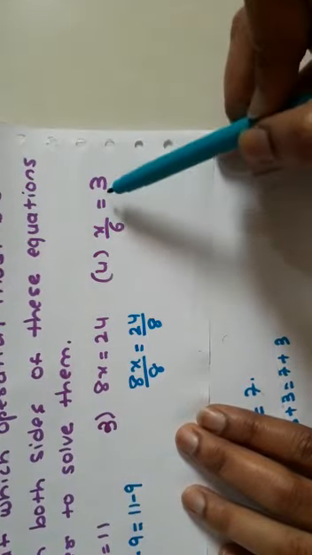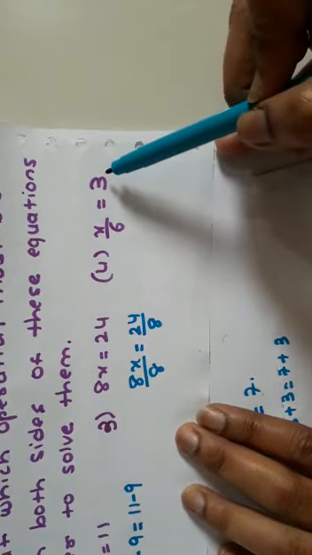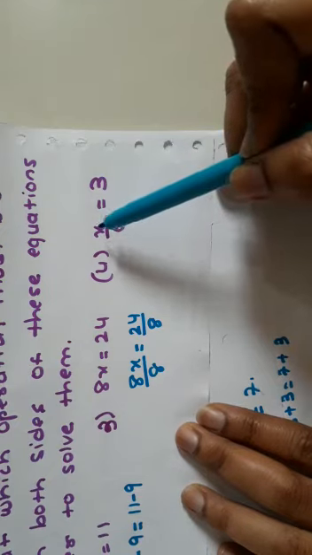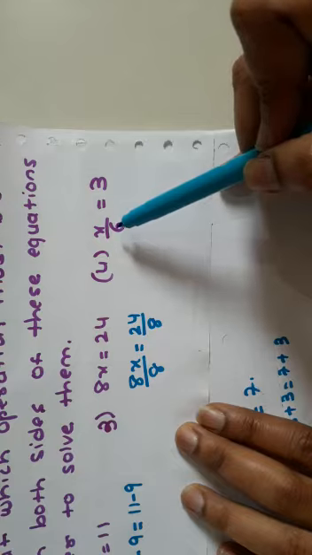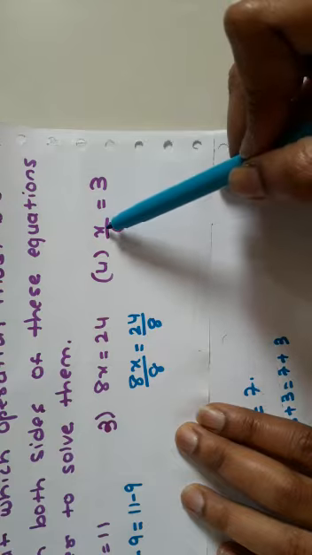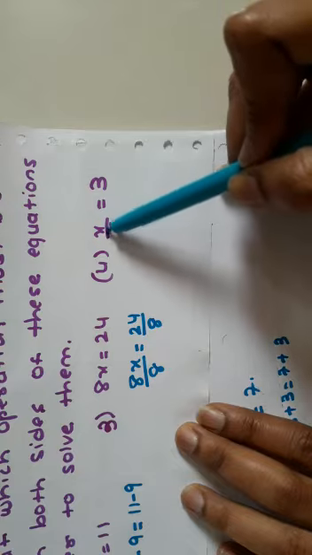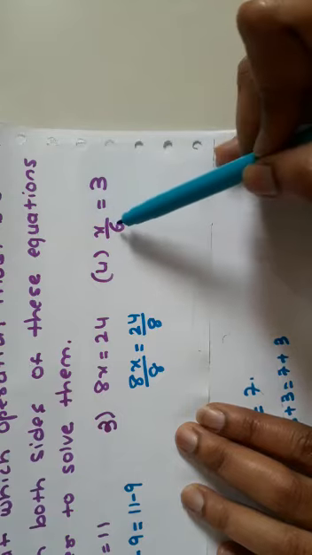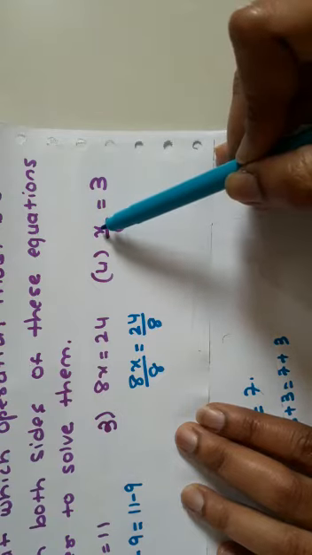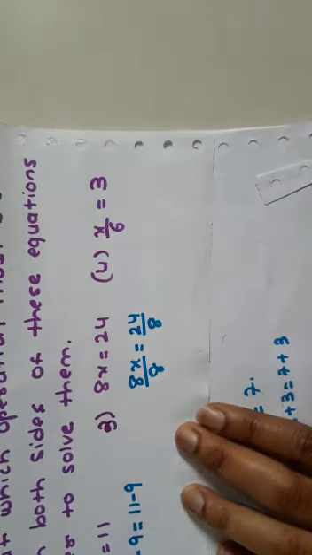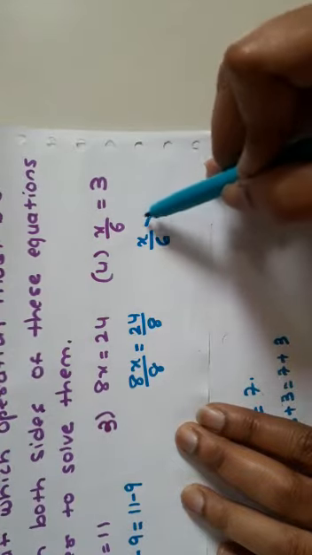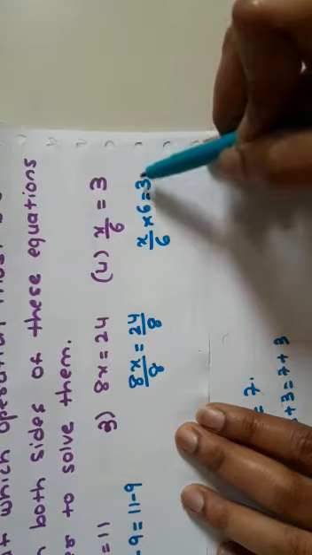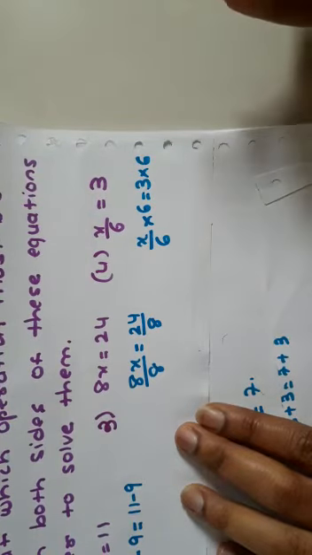x by 6 is equal to 3. To get the value of x, we have to eliminate 6. Now 6 is dividing x, since 'by' means division. So if it is division, we multiply by 6. So x by 6 into 6 is equal to 3 into 6.